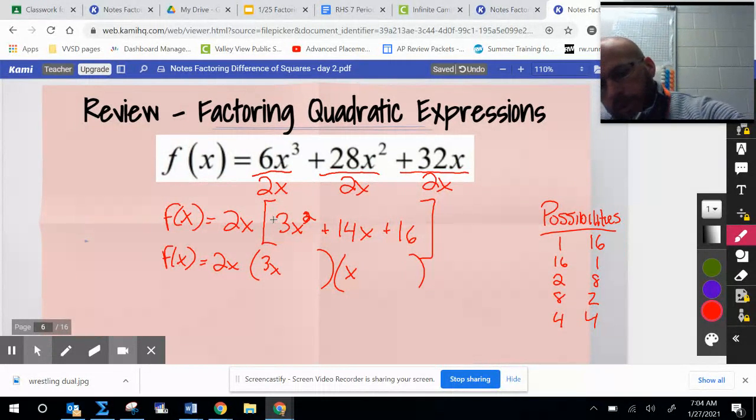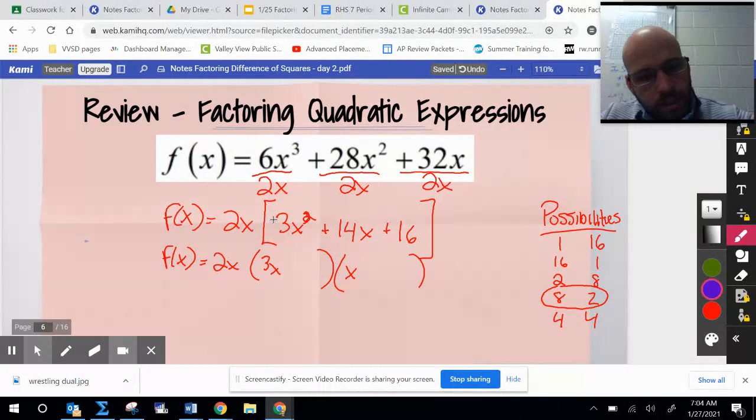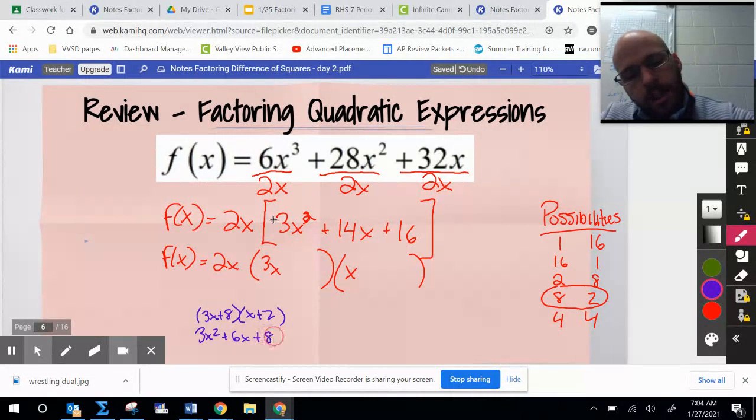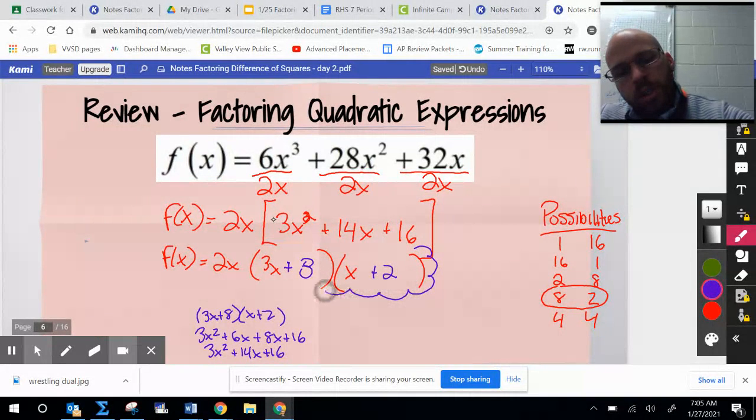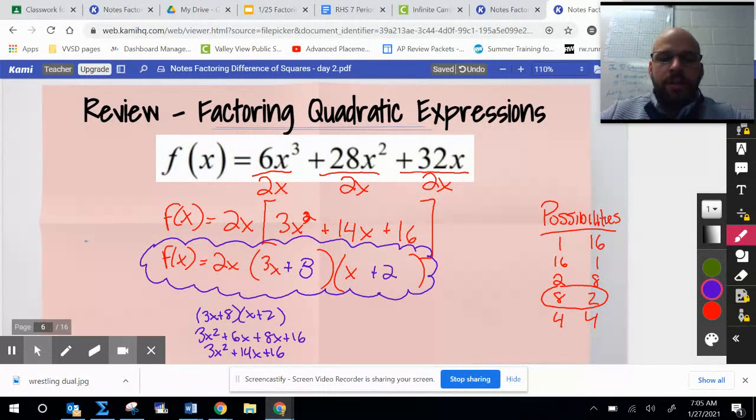I'm thinking I want to start with 8 and 2. So if I go down here and check, 3x plus 8, x plus 2, 3x times x is 3x squared, 3x times 2 is a 6x, 8 times x is an 8x, and 8 times 2 is a 16. So if I combine those terms in the middle, I do get my 14, so that worked out for me. So it would be 3x plus 8 and x plus 2. Do not forget to write the GCF out front at 2x. So I have this as my final answer.